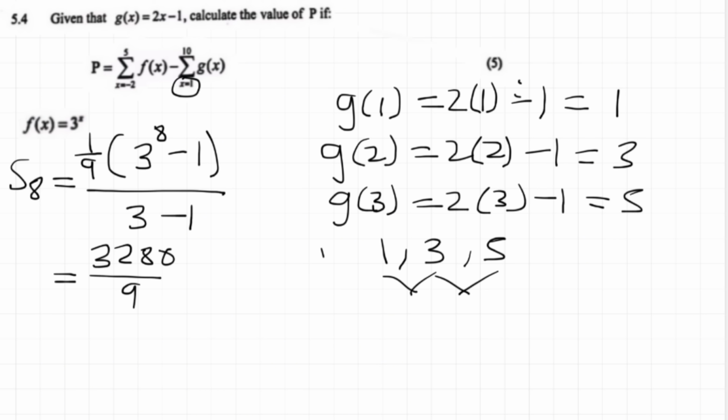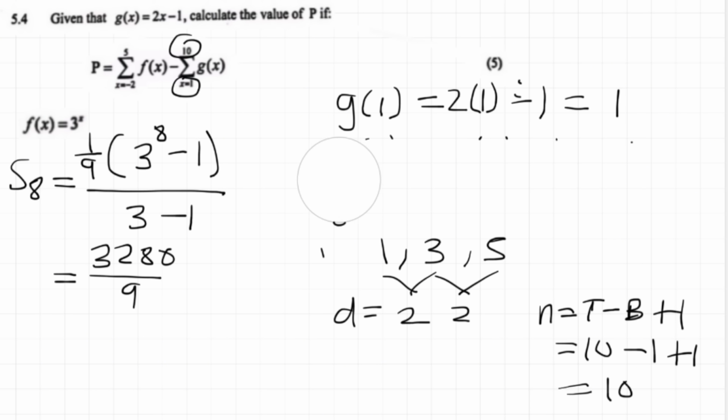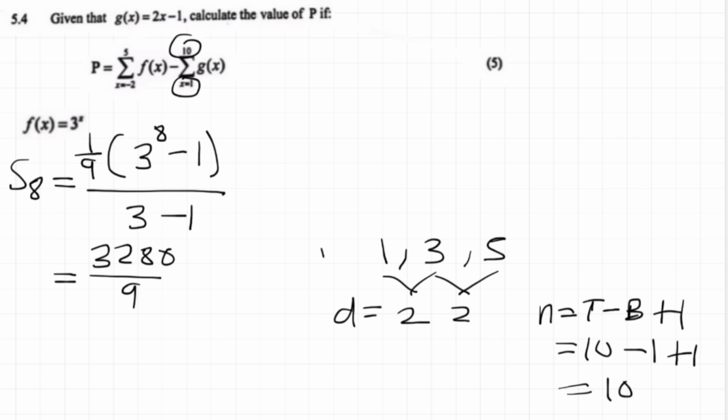So what is the difference? The difference is going to be 2, obviously. Good. So now we need to look for the number of terms. We know that the number of terms is equal to the top minus the bottom plus 1. The top number here is 10, minus the bottom one, which is 1, plus 1, which is going to give you 10. So now we are looking for the sum of what? Of the first 10 terms, perfect. Let me just try to write the formula.